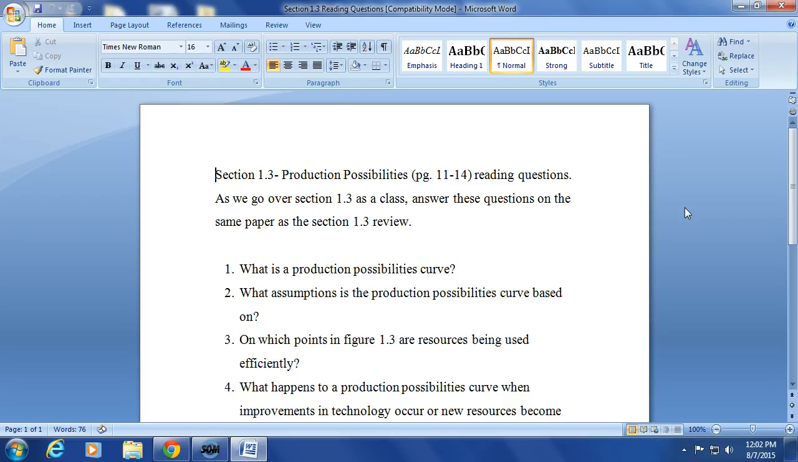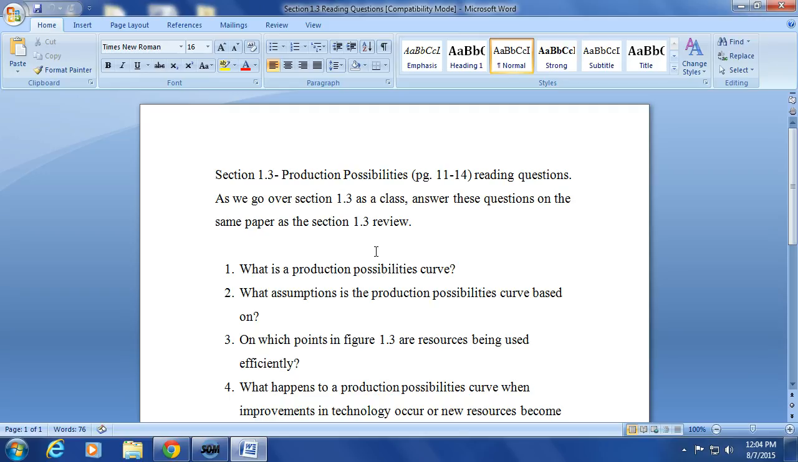So remember, on your piece of paper, name, date, period, upper right hand corner, you're going to label this piece of paper section 1.3 production possibilities reading questions. Then we're going to answer these 4 questions together. We're reading pages 11 through 14, we're going to go over the section together, and we answer these 4 questions completely. You don't need to write the question, but you do need to write the answer.